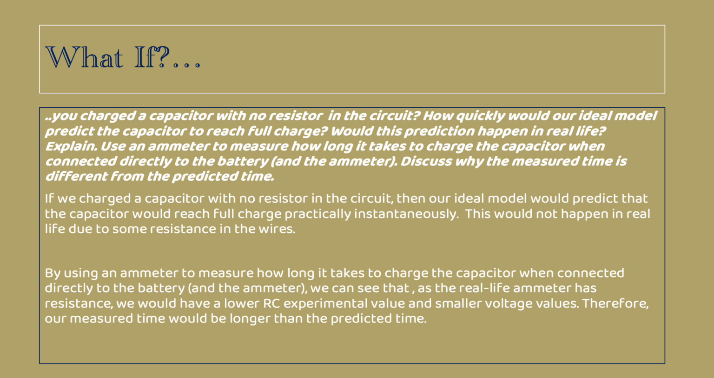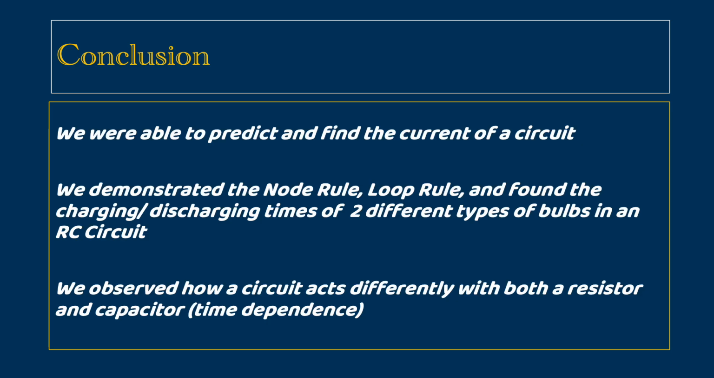And by using an ammeter to measure how long it takes to charge the capacitor when connected directly to the battery, we see that since the real-life emitter has resistance, we would have a lower RC experimental value and smaller voltage values, and therefore our measured time would be longer than the predicted time.